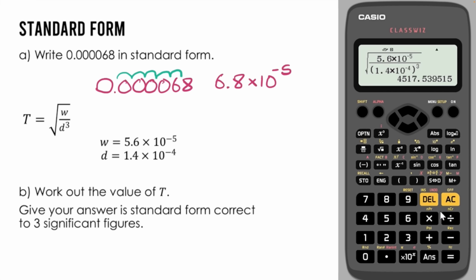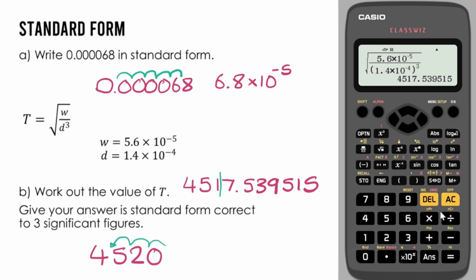Pressing equals, and we will get our answer. It does want this to 3 significant figures, so we'll write that down, drop it after the third number, so that'd be 4,520. And then we need to hop the decimal back in 3 jumps to make it 4.52, and that'll be times 10 to the power of 3.